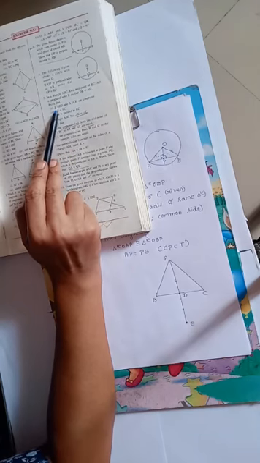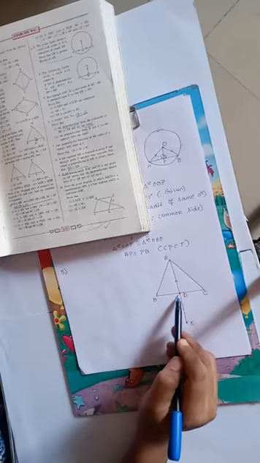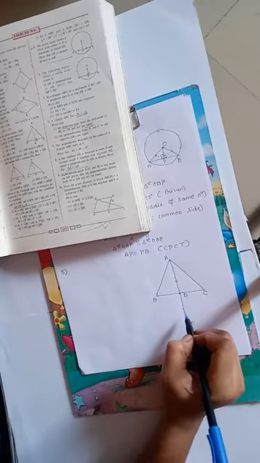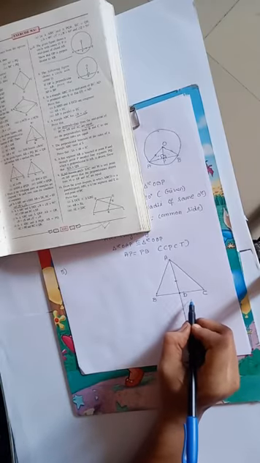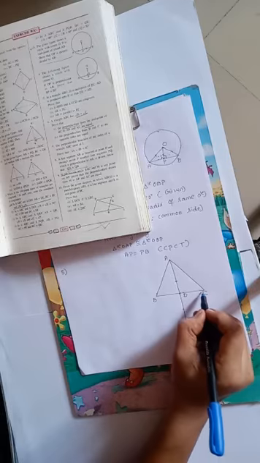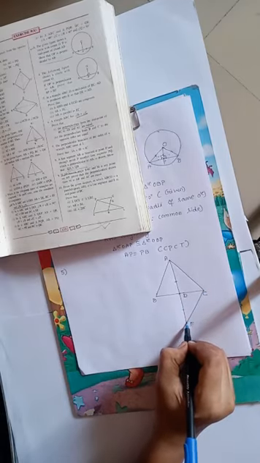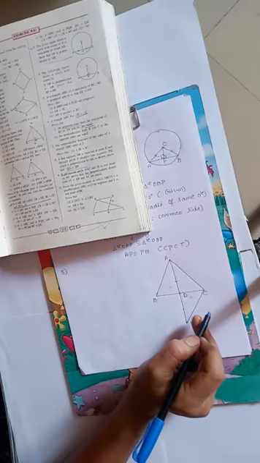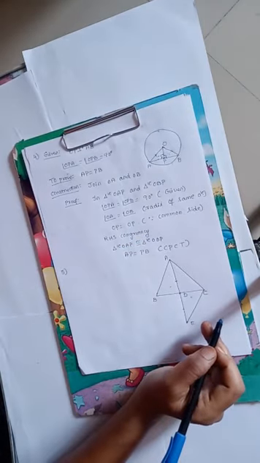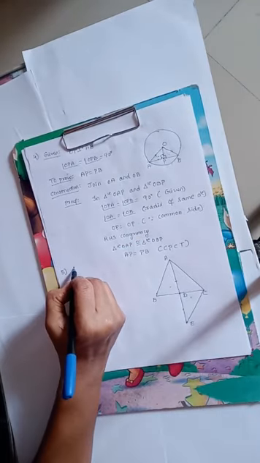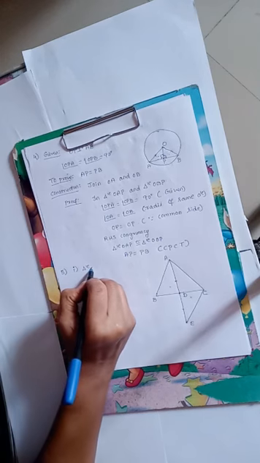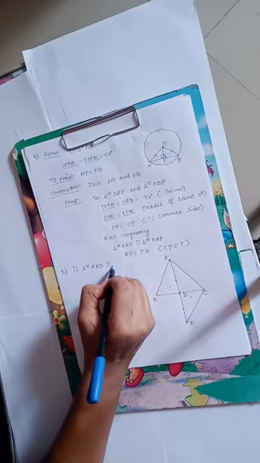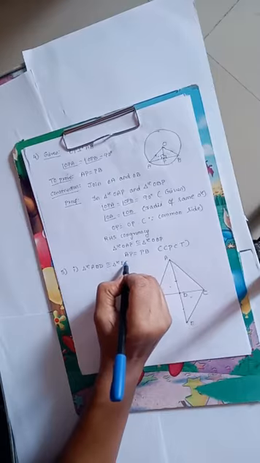They asked to prove that triangle ABD is congruent to triangle ECD. Now ECD they are asking to prove congruency with triangle ABD, means you need to join the CE here. Join the CE and you need to prove these two triangles are congruent. Now the first proof, what they asked: triangle ABD is congruent to triangle ECD, you need to prove.